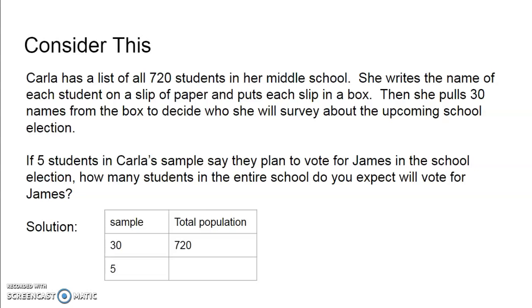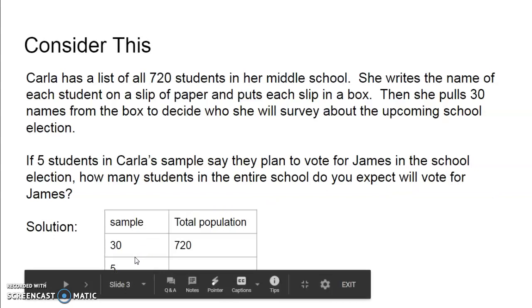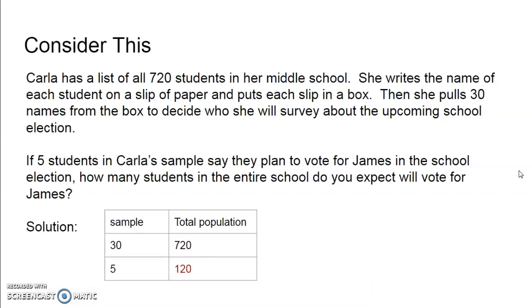All right, there are a couple of ways to do that. One way is to say, all right, well, 5 is 1/6 of 30, or 30 divided by 6 is 5. So I could do 720 divided by 6 to get this number. Or I also know that 30 times 24 gives me 720. So I could just do 5 times 24. That's another way to get that number. All right, so let's see what it is. All right, it's 120. And if you just think about the math that I just did, that would make sense. So then I would expect that 120 students would vote for James.